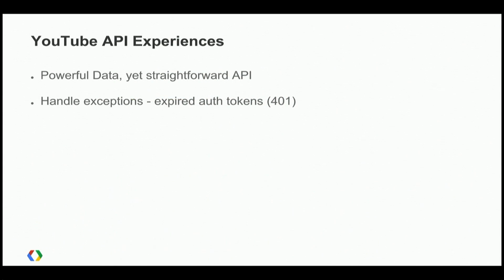For us, one thing to note, your auth tokens can expire pretty frequently. So it's important to refresh them and handle those types of connection errors that are going to be common. That's just kind of the nature of working with an API.